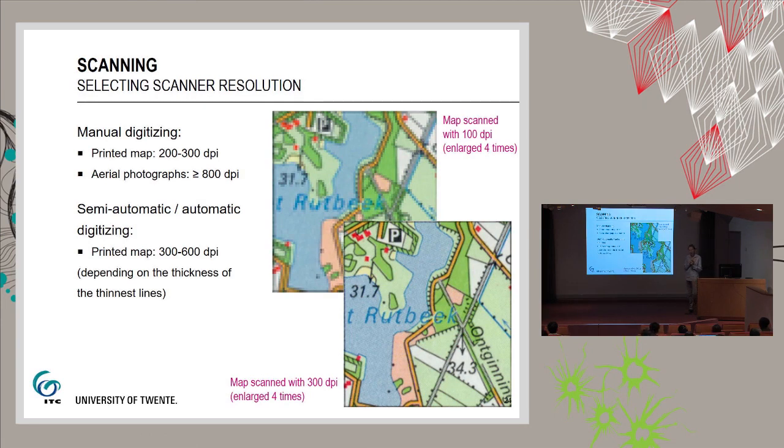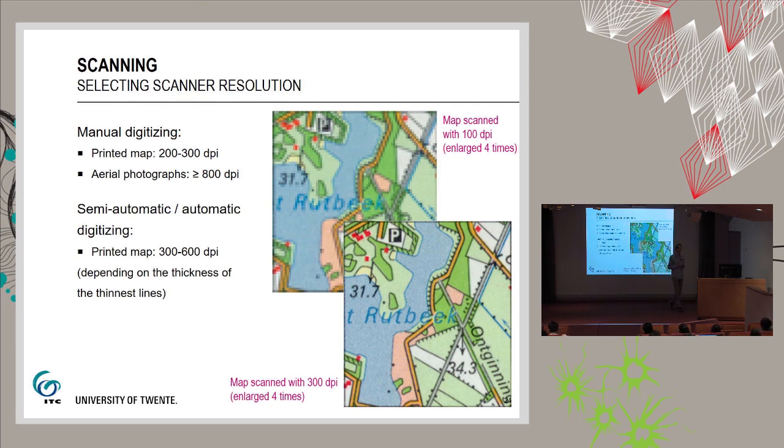If you do manual digitizing of a paper map, then a resolution of 200 to 300 dpi would be fine enough. That would be good enough. Then you can trace your lines manually. If you scan aerial photographs, then of course you need very high resolutions because you have a lot of detail, and to show that detail you need at least 800 dpi or larger.